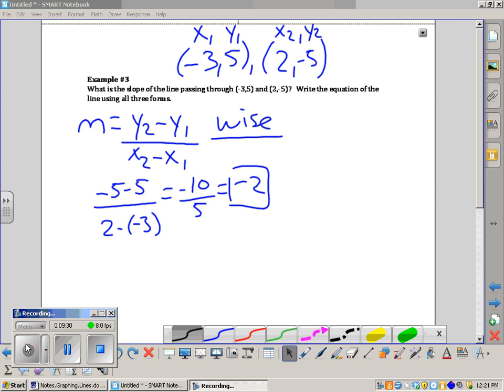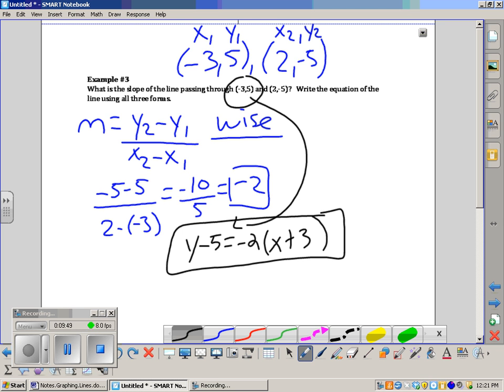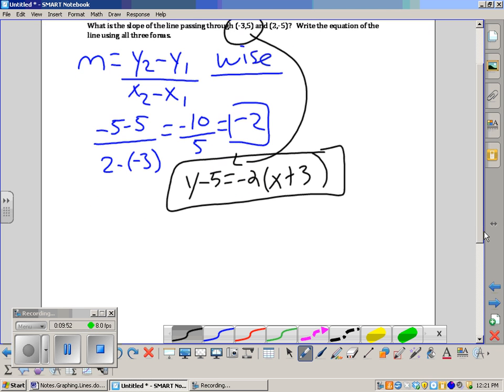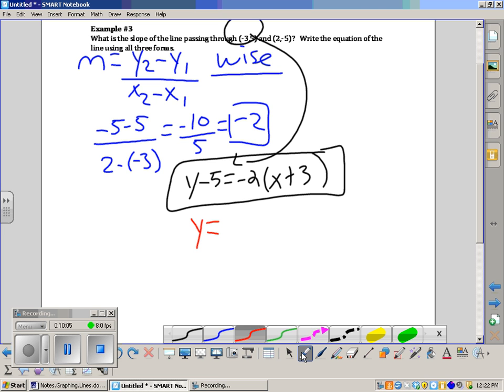Okay, so now if I know the slope, I'm going to start with the point-slope form, because point-slope form is the easiest one for me. I'm going to say y, and I'm going to use this one, -3. There's my first equation. Okay, now to go to y equals mx plus b, we're just going to distribute. Hold on. And then minus 6 plus 5.